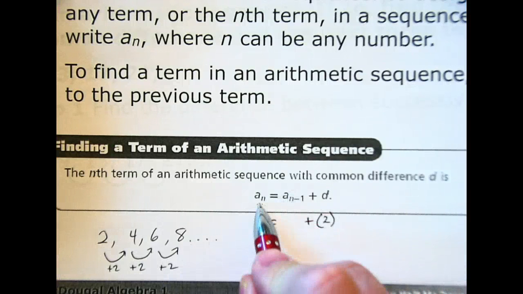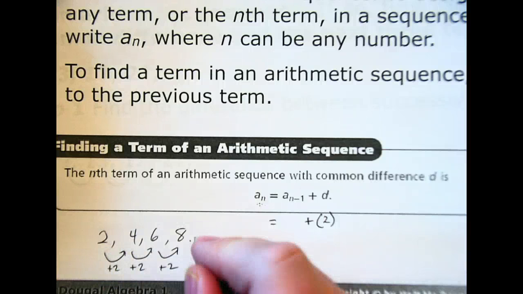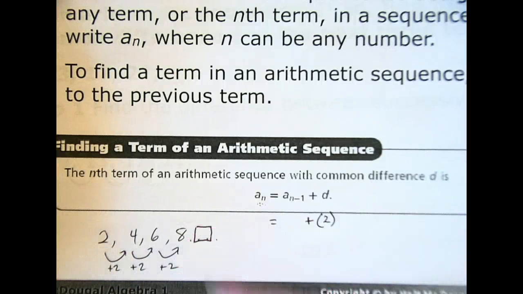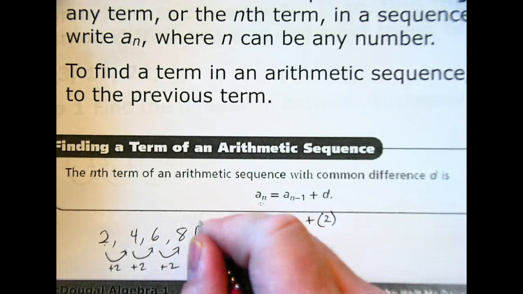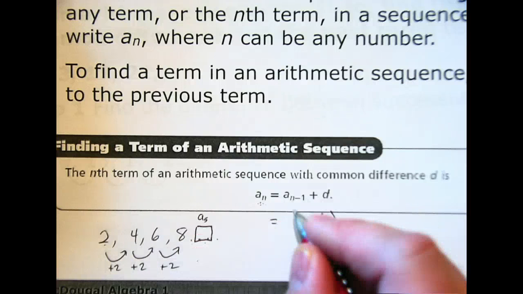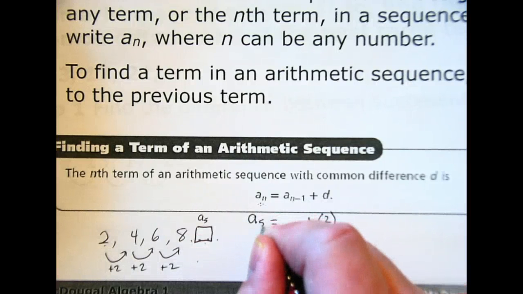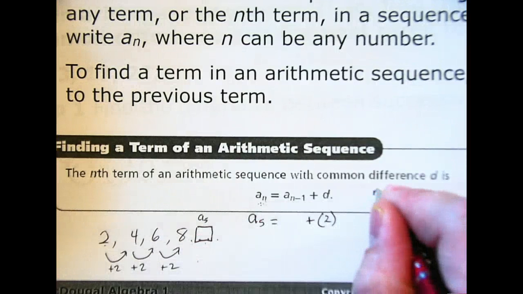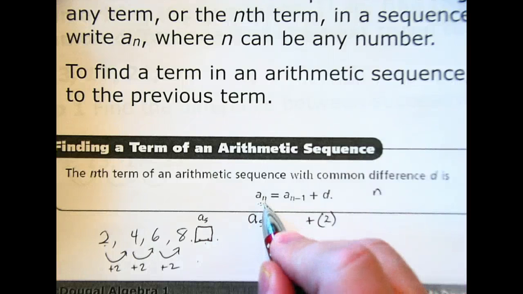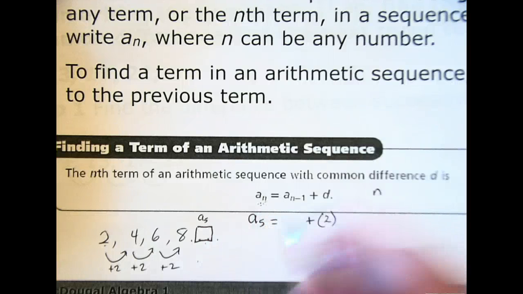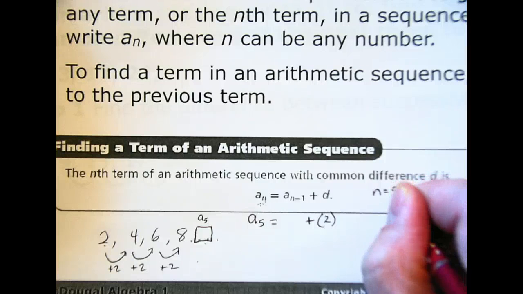Well, we're trying to find a sub n, so we're trying to find the next term. What is the next term? Well, we know it's 10, but a sub 1, 2, a sub 3, a sub 4, a sub 5. We're trying to find a sub 5. So a sub 5, so n equals what here? We're saying n is what? We're saying it's 5. N is 5.